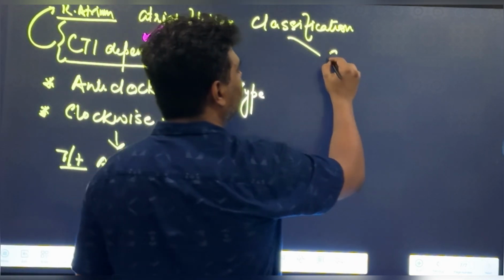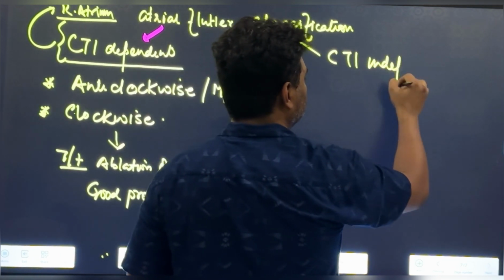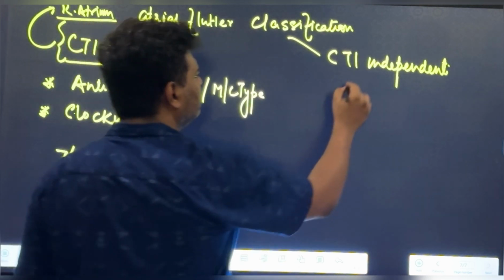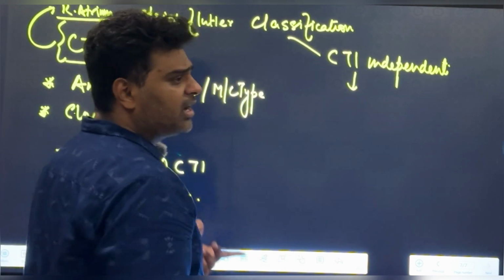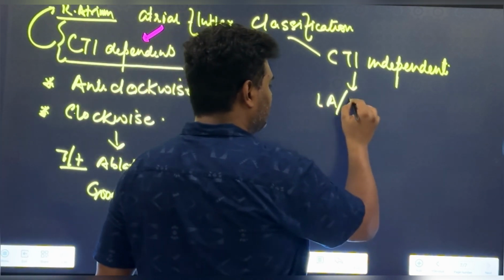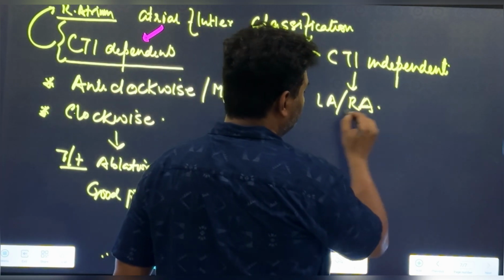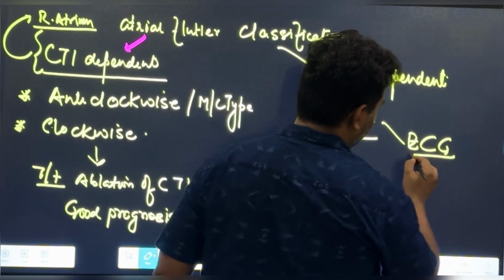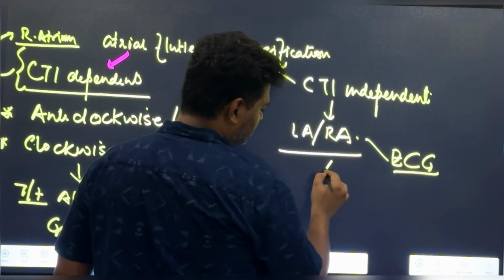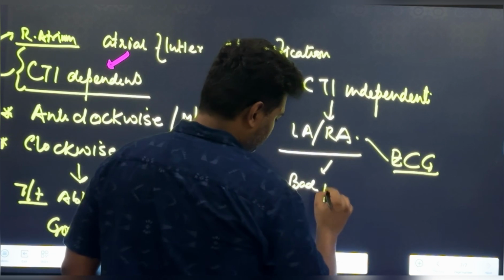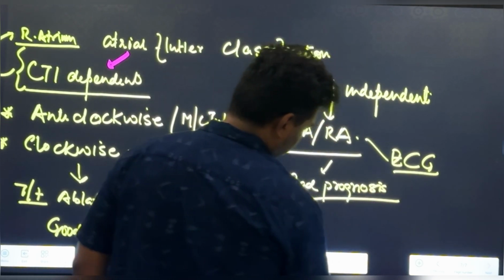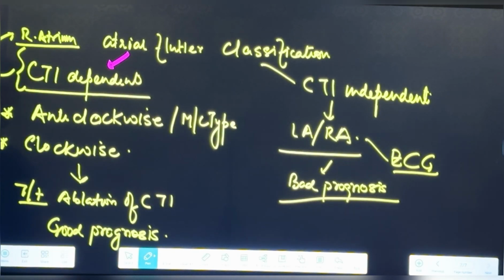Then comes the CTI independent flutter. It can originate from the left atrium or the right atrium, and it is very difficult to diagnose on the ECG, and they have a bad prognosis. Okay, so this you should keep in mind.